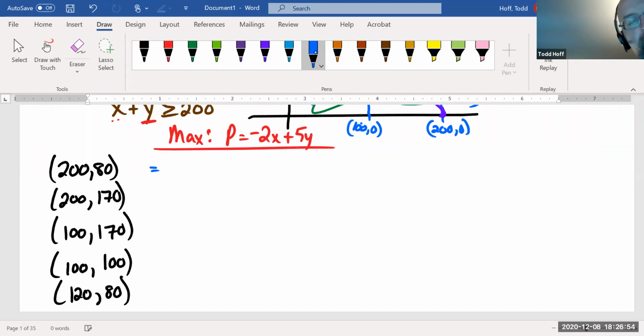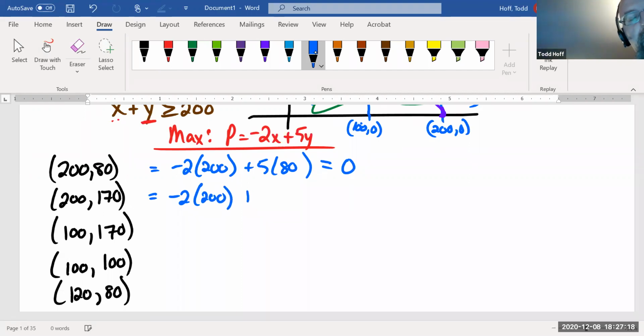So here we have negative 2 times 200 plus 5 times 80. Well, negative 2 times 200 is negative 400. 5 times 80 is positive 400. That adds up to 0. This here would be negative 2 times 200, which is negative 400, plus 5 times 170. Well, 5 times 170 is 850. That adds up to 450. That's our largest number so far.